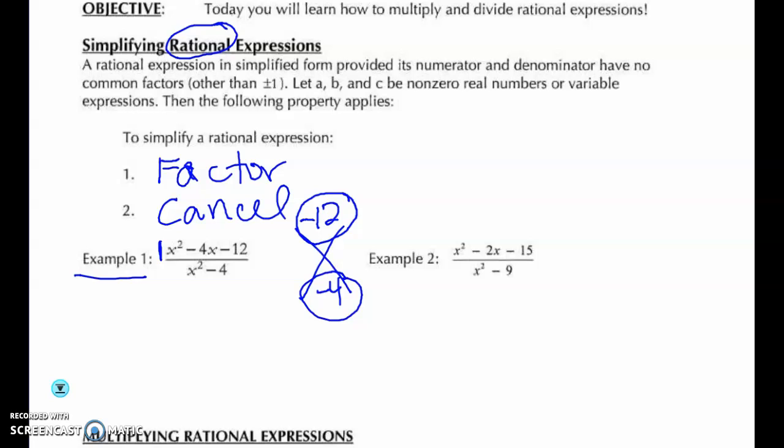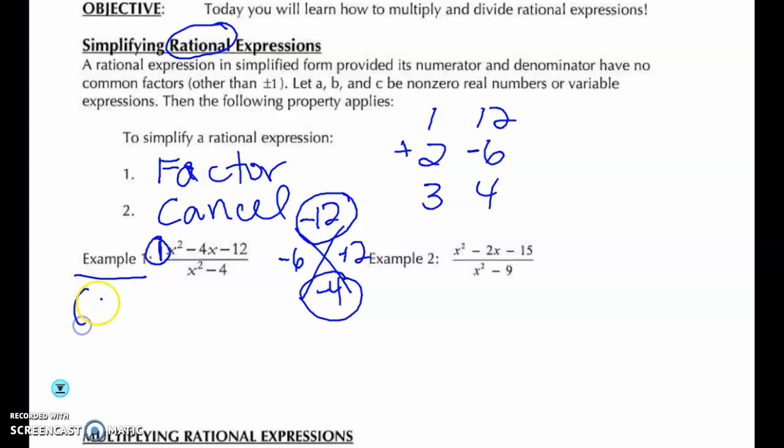Well, the only ways to multiply to get negative 12 would be 1 and 12, with one of them being negative, 2 and 6, with one of them being negative, and 3 and 4. So to get a negative 4, we would have to have the negative 6 and the positive 2. I'm going to put that in here. And now because the a, the lead coefficient, is 1, we can go right to our factoring. So we're going to have x minus 6 times x plus 2. We're done factoring on top.